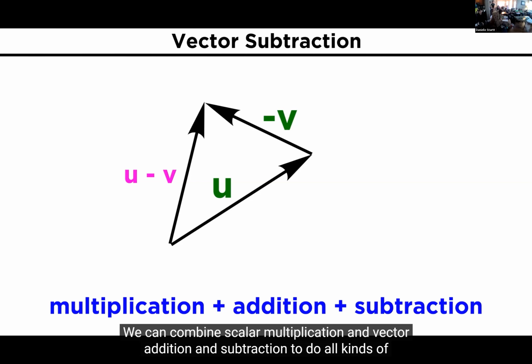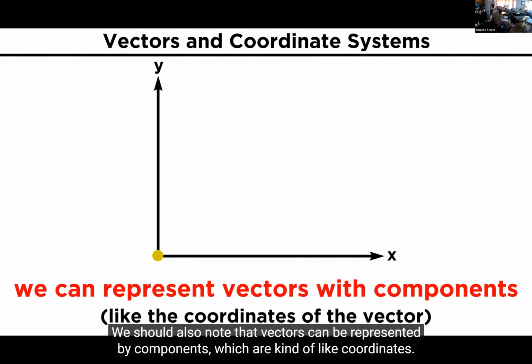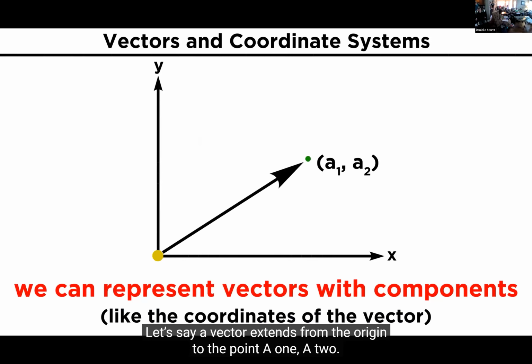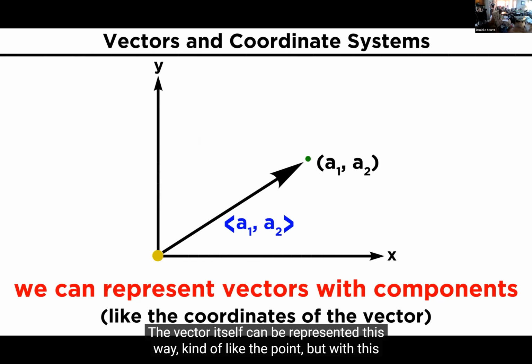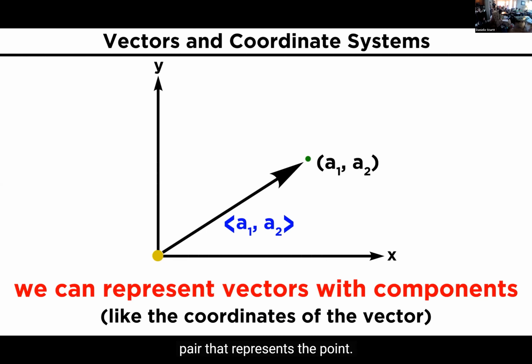We can combine scalar multiplication and vector addition and subtraction to do all kinds of things with vectors, which we will see later. We should also note that vectors can be represented by components, which are kind of like coordinates. Let's say a vector extends from the origin to the point a1, a2. The vector itself can be represented this way, kind of like the point, but with this bracket-like notation rather than parentheses to distinguish the vector from the ordered pair that represents the point.